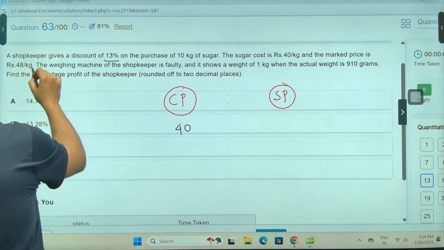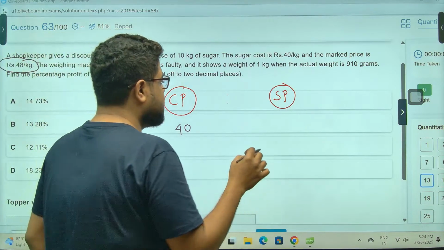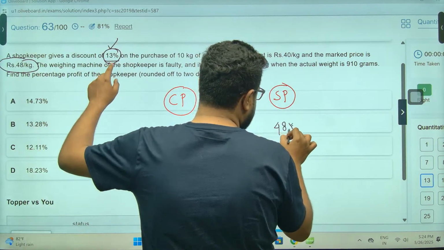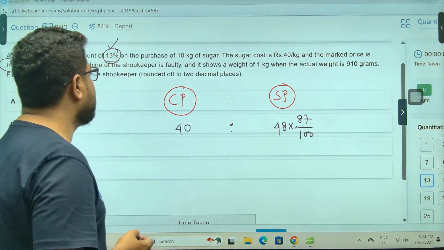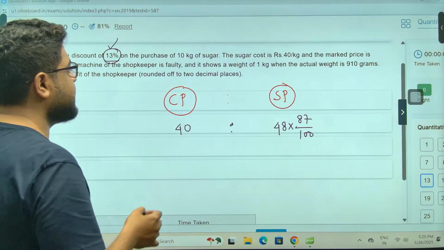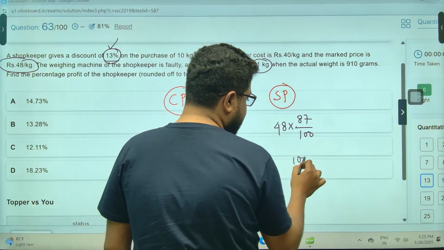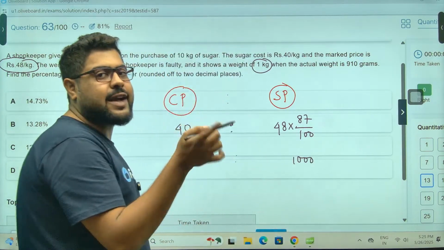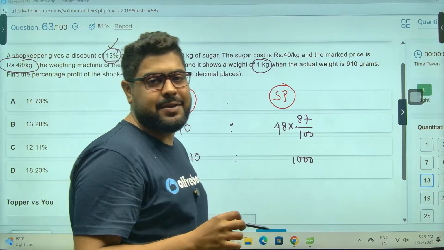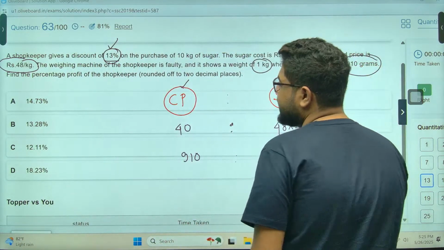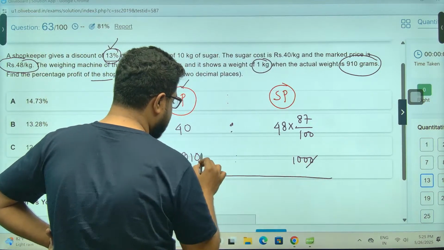Marked price is 48. But remember, 13% discount is also being given. So, sir, 48, 13% less means 87%. So, this is the SP, sir. Shows a weight of 1 kg. So, sir, 1 kg faulty weight means, sir, he is taking money for 1000 grams, 1 kg, but actually giving us 910 grams. 910 grams came out of his pocket. So, that means that is a CP. Done, sir. Profit percentage. Let's take the compound ratio here, as I told you guys.